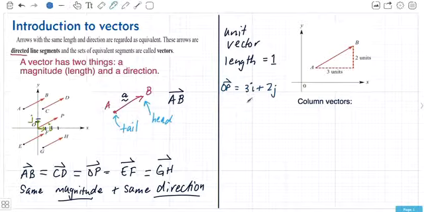In this part here, we can also see that this notation here is using i and j, using unit vectors. We can also use column vectors.